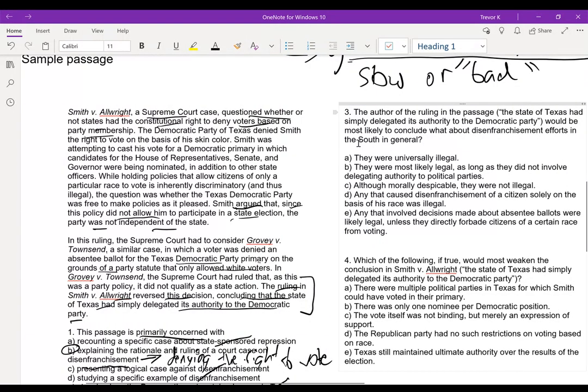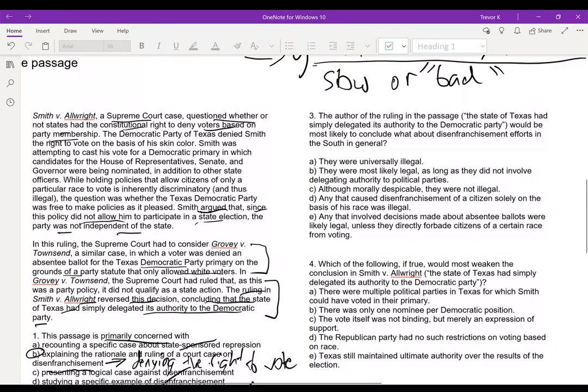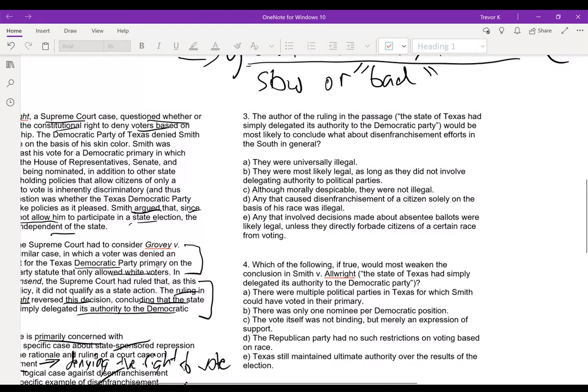So let's make sure we understand this ruling. The ruling in Smith v. Allwright reversed this decision, concluding the state of Texas had simply delegated its authority to the Democratic Party. And so what is this relating to? Well, this is relating to the idea up here in Grove v. Townsend, right? Because we're saying we're reversing that decision. So what are we reversing? Before, we had said it was okay for the Texas Democratic Party to only allow white voters. But the ruling says, well, no, you're just delegating your authority to the Democratic Party. You're doing something as a party that you can't do as a state.